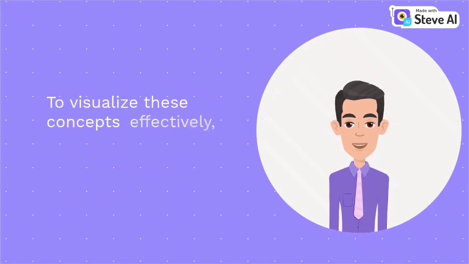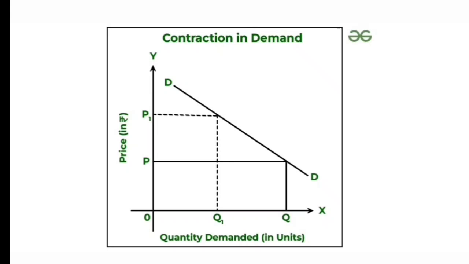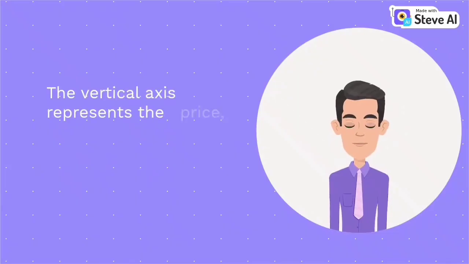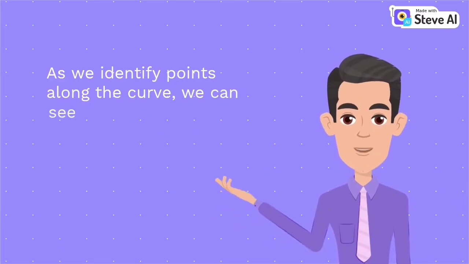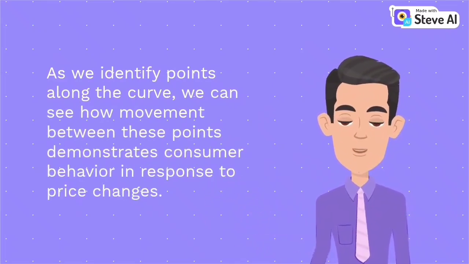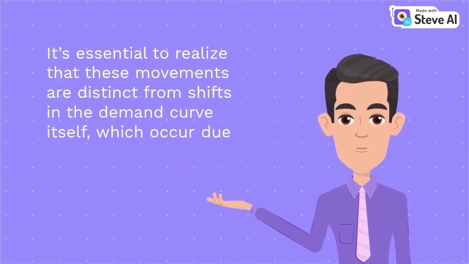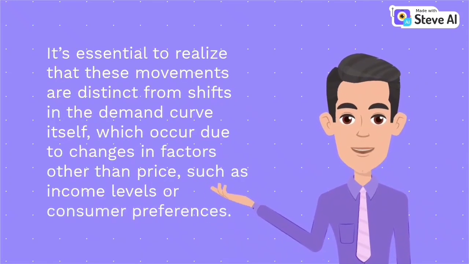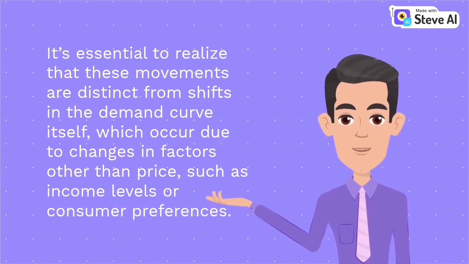To visualize these concepts effectively, we can depict the demand curve on a graph. The vertical axis represents the price, while the horizontal axis represents the quantity demanded. As we identify points along the curve, we can see how movement between these points demonstrates consumer behavior in response to price changes. It's essential to realize that these movements are distinct from shifts in the demand curve itself, which occur due to changes in factors other than price, such as income levels or consumer preferences.